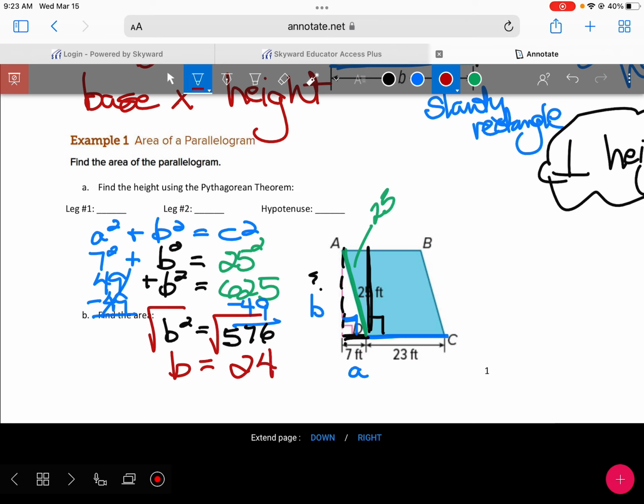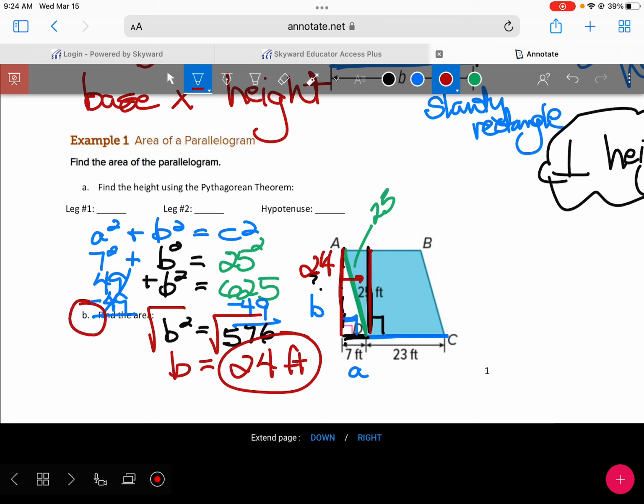24. So 24 is my perpendicular height, and it's 24 feet. Now, this 24 feet is my perpendicular height. I can just move this over here. It's still going to be 24 feet.